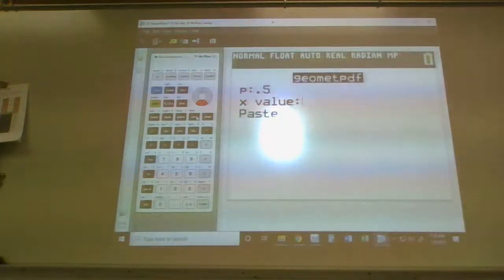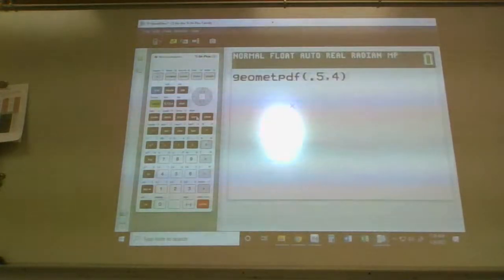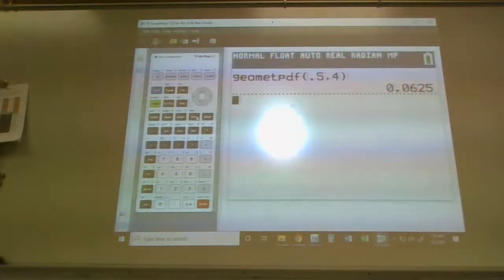So the question was, what is the probability that my parents will finally get that boy on the fourth kid? That's the fourth trial. Paste Geomet PDF with those two numbers in there. It spits out the answer. The chances that my parents would finally have me on the fourth kid was roughly a 6.25% chance.